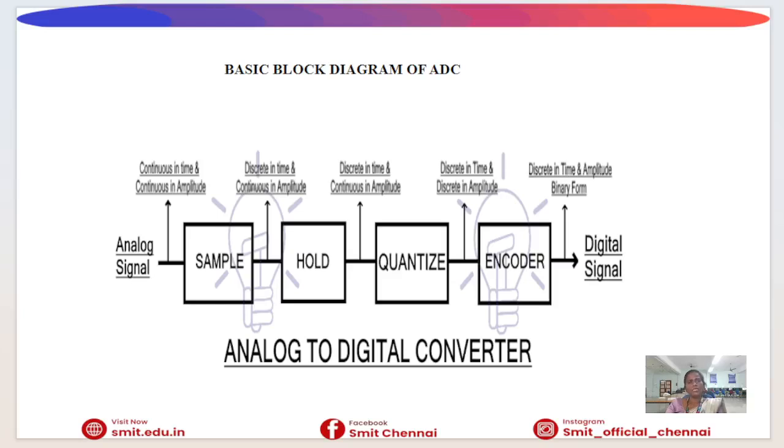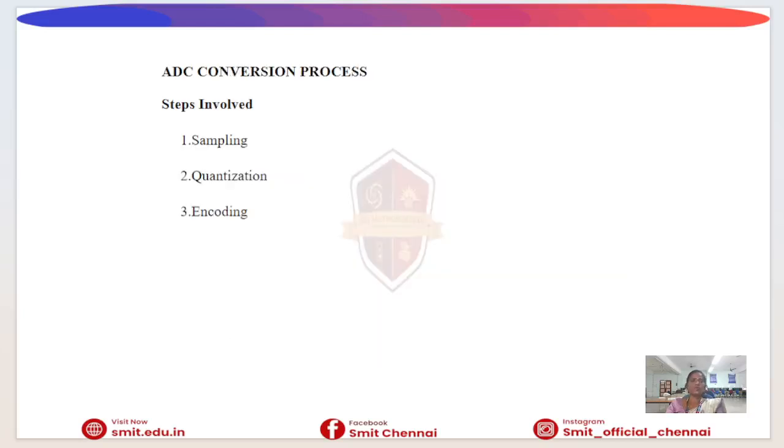This slide shows the basic block diagram of an ADC. The analog signal from a sensor is applied to the ADC input. Inside the ADC, the signal undergoes three important stages. Sampling: taking measurements of the analog signal at specific intervals. Quantization: assigning each sampled value to the nearest digital value. Encoding: converting the quantized value into binary code. The output is a digital representation of the original analog signal which can be processed by digital circuits.